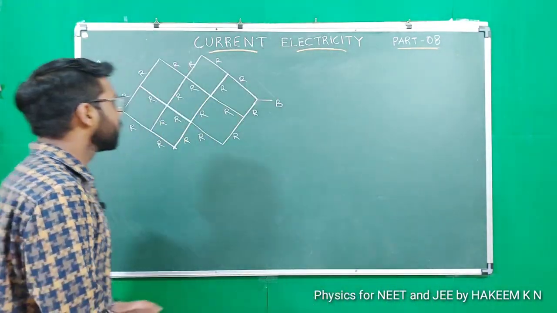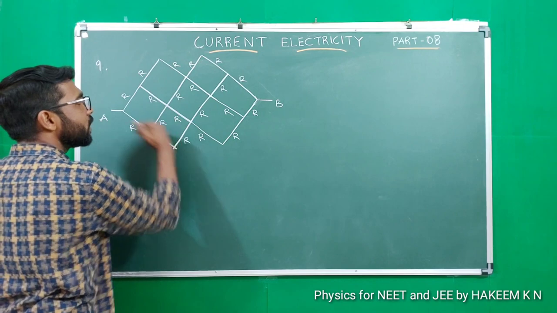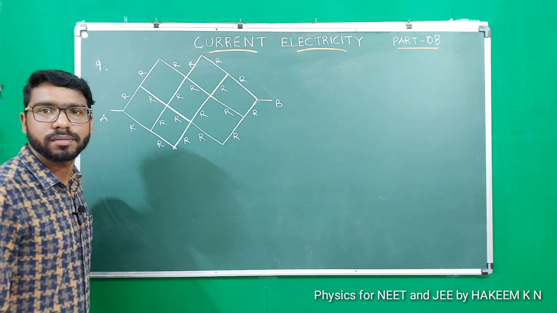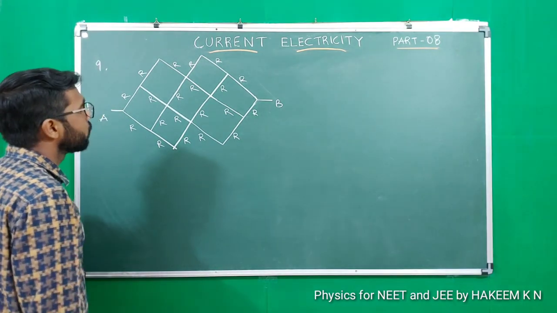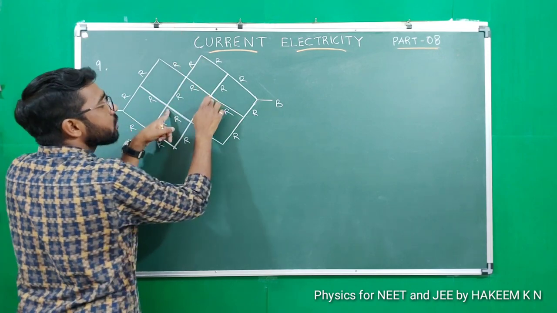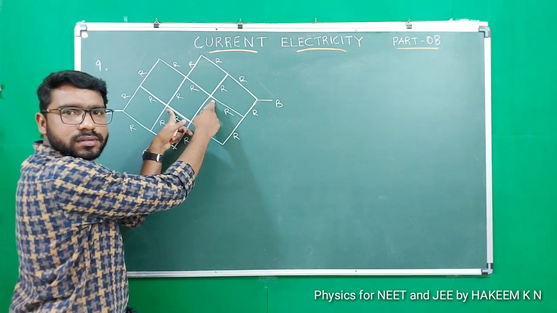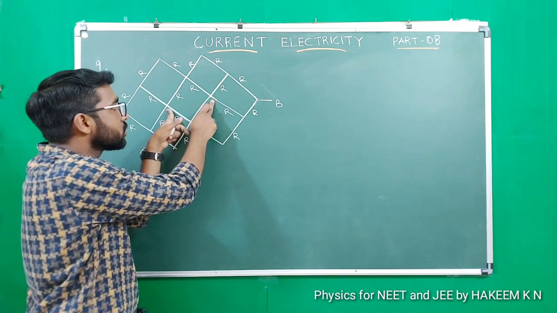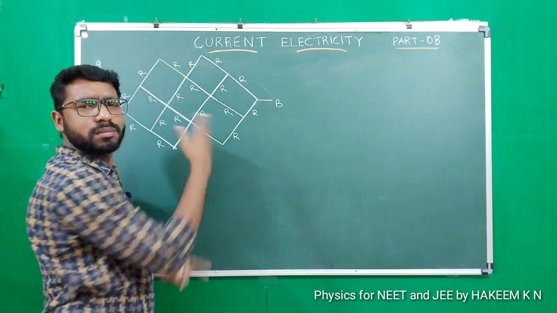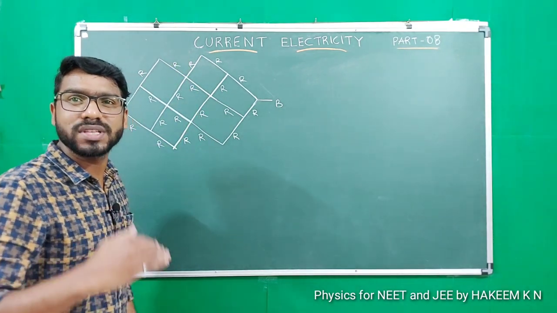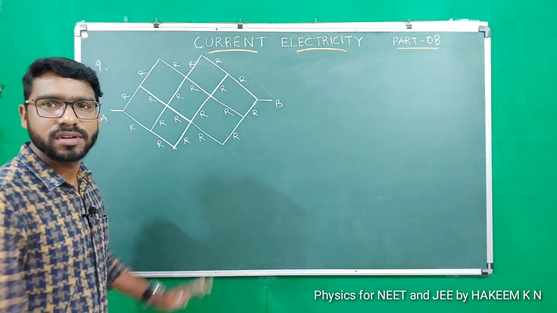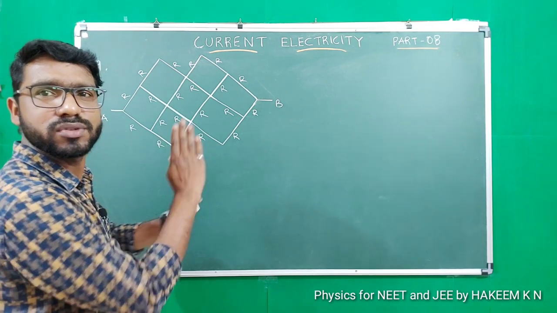Here you can apply both mirror symmetry and folding symmetry, perpendicular symmetry and parallel symmetry, both you can apply. But by applying mirror symmetry, these two junctions are not going to be cancelled out, so there is no meaning in applying mirror symmetry here. So which symmetry is better to apply here? Folding symmetry. Now you just pause the video and try to solve it.